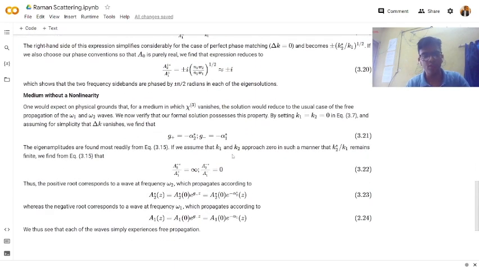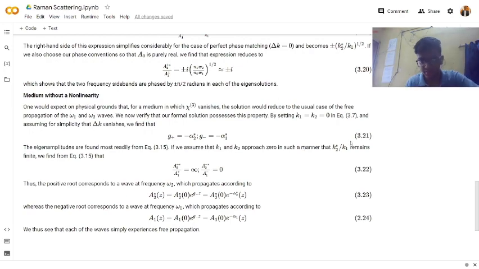So let us consider one more case of a medium without a non-linearity. If we don't have a non-linearity in the medium, it is just transmitting, right? So it is just a case of free propagation. Let us see if applying this condition to the general case we got gives us free propagation or not. If we apply the conditions of a medium which doesn't have non-linearity, our G plus and G minus reduce to equation 3.12.